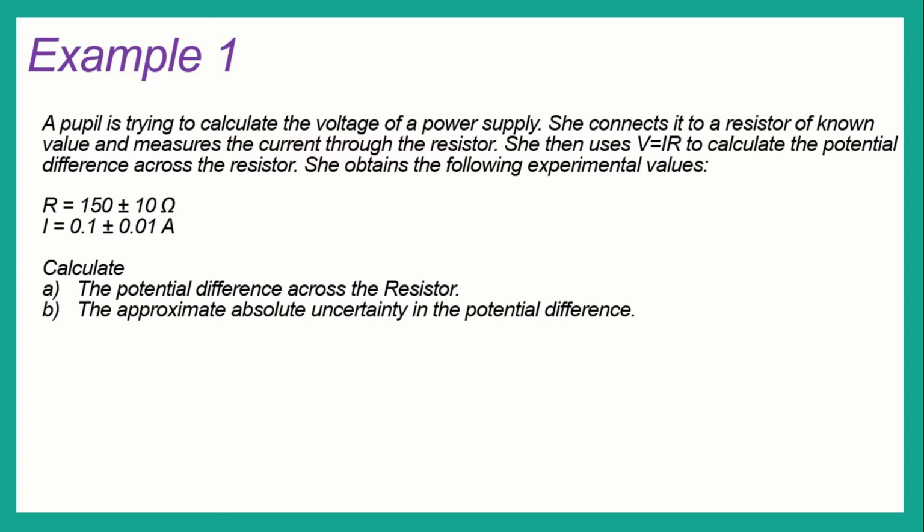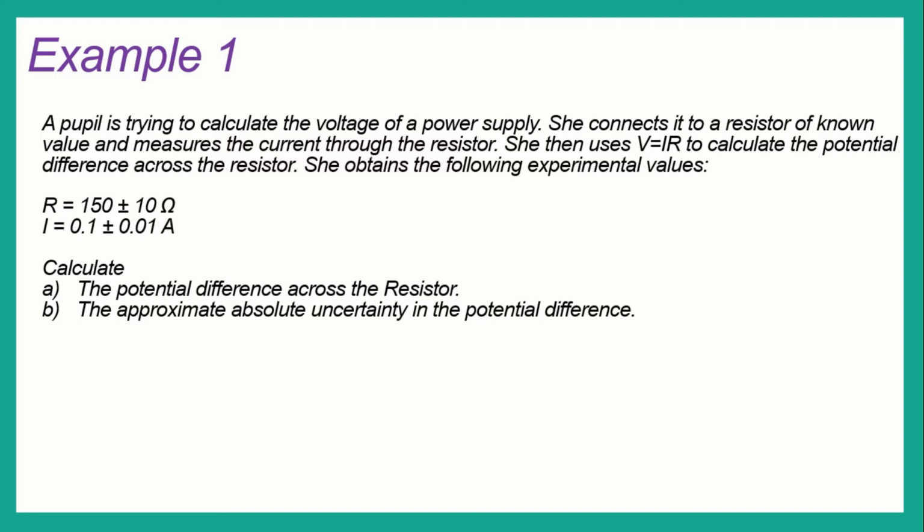A pupil's trying to calculate the voltage of a power supply. She connects it to a resistor of known value and measures the current through the resistor. She then uses Ohm's law, V equals IR, to calculate the potential difference across the resistor. She obtains the following experimental values. R equals 150 plus or minus 10 ohms, I equals 0.1 plus or minus 0.01 amps. The question then asks us to calculate the potential difference across the resistor and the approximate absolute uncertainty in the potential difference. Let's start with question A.